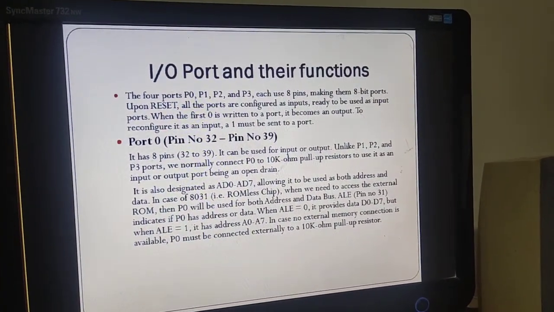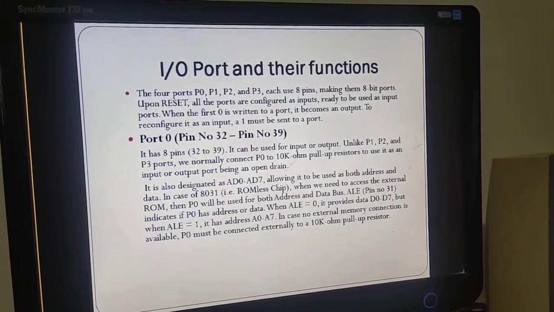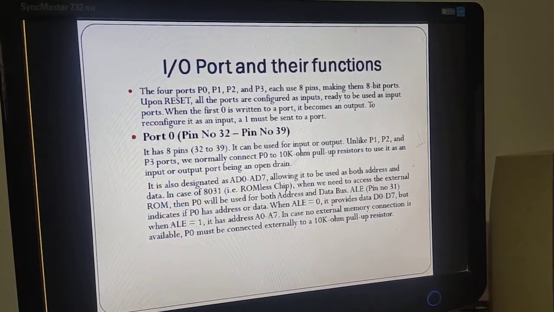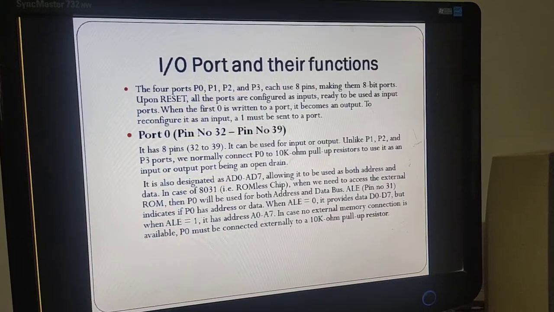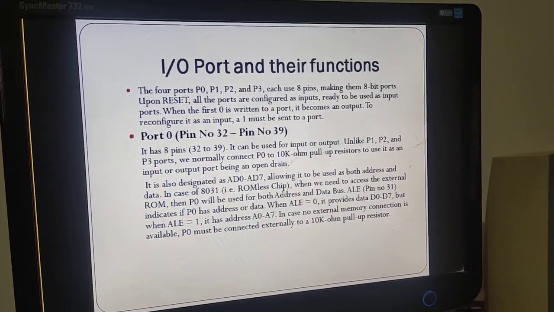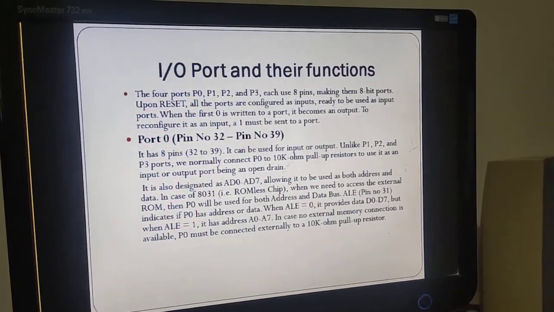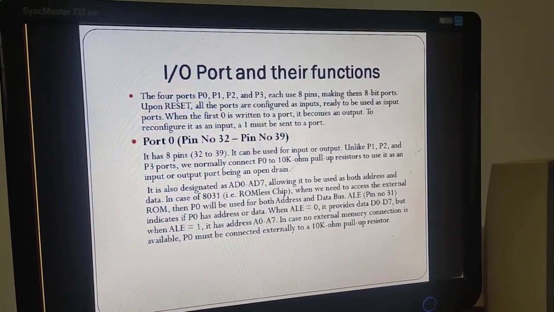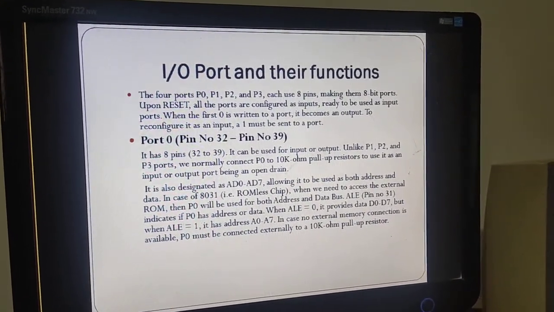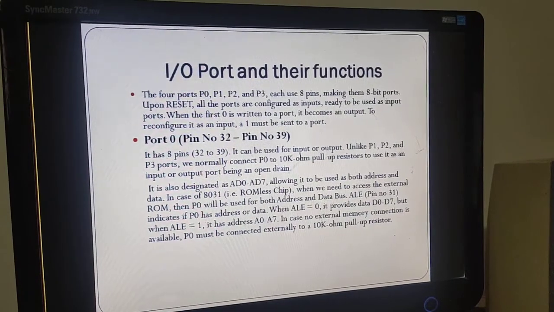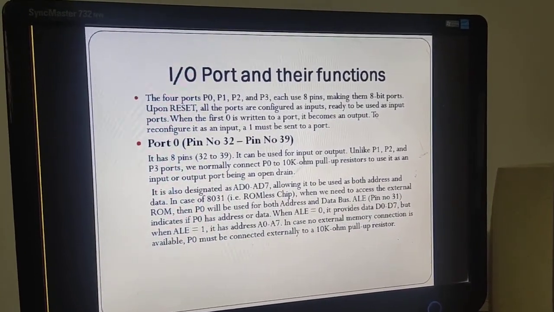Like I told you, pins 32 to 39 are port number 0. It can be 0.0, 0.1, 0.2 up to 0.7, 8 pins. It can be used as input and output. We have to have some resistors to make it work. That's why we connect port 0 to 10k ohm pull-up resistors. It is also designated as AD0 to AD7, that is, it can be used as both address as well as data.